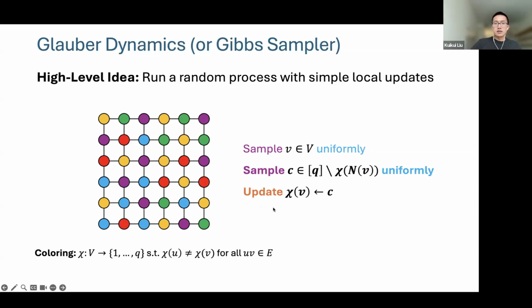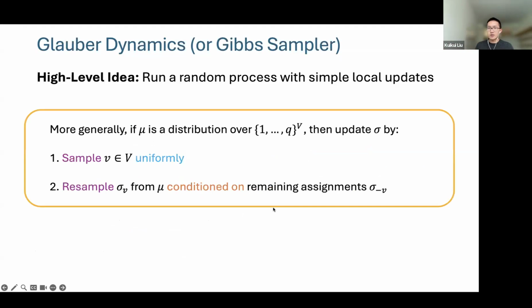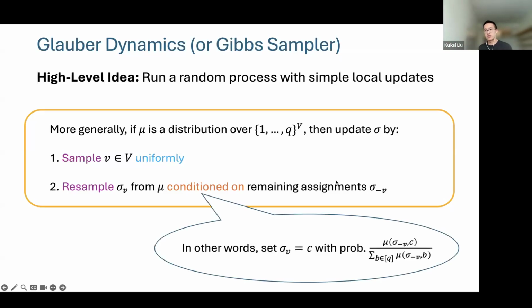I want to emphasize that Glauber dynamics is actually an extremely general scheme for sampling from high-dimensional distributions which have this product-like structure where there are coordinates. Basically, it just evolves as follows: I pick a random coordinate or a random vertex, and I resample the assignment for that coordinate or vertex conditioned on the remaining assignments. If you'd like, there's even a very nice formula for this. So this is a very easy to implement Markov chain, just a few lines of code.